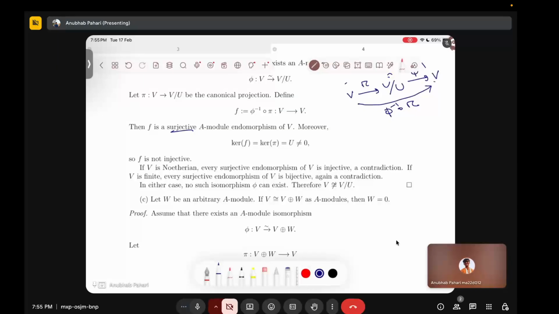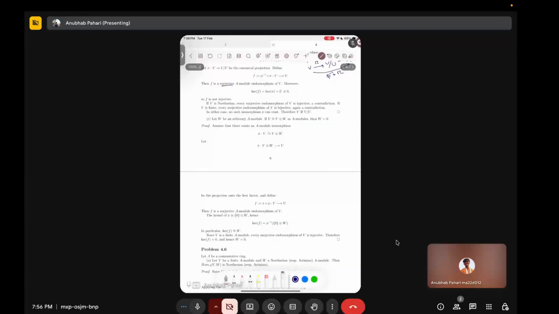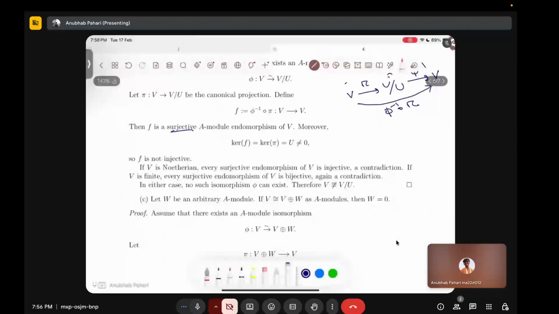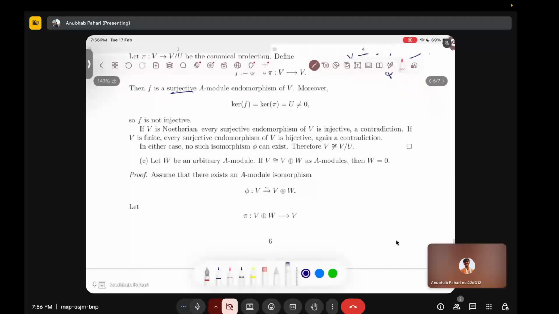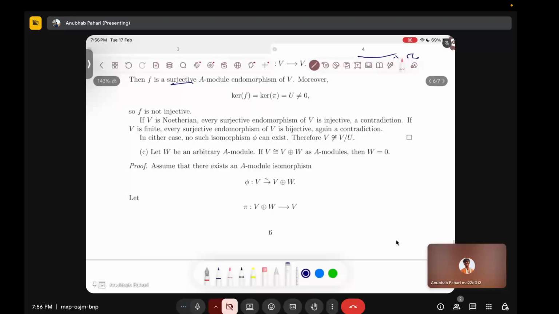And if V is Noetherian, every surjective endomorphism of V is injective. This contradicts the statement above. And if V is finite, every surjective endomorphism of V is bijective. Again, a contradiction. In either case, no such isomorphism phi can exist. Therefore, V is not isomorphic to V mod U.